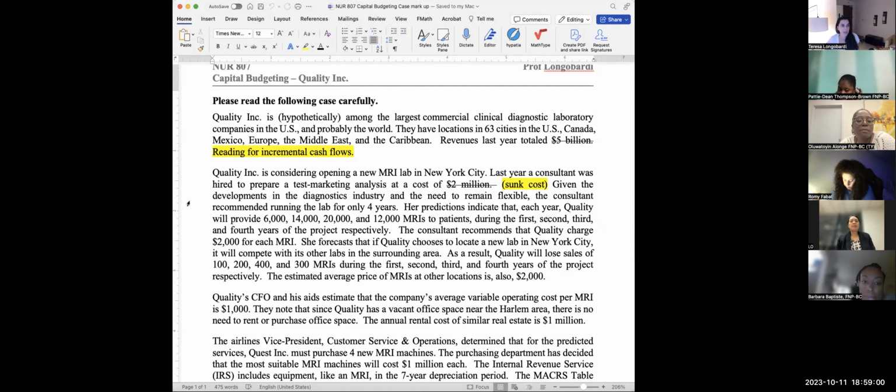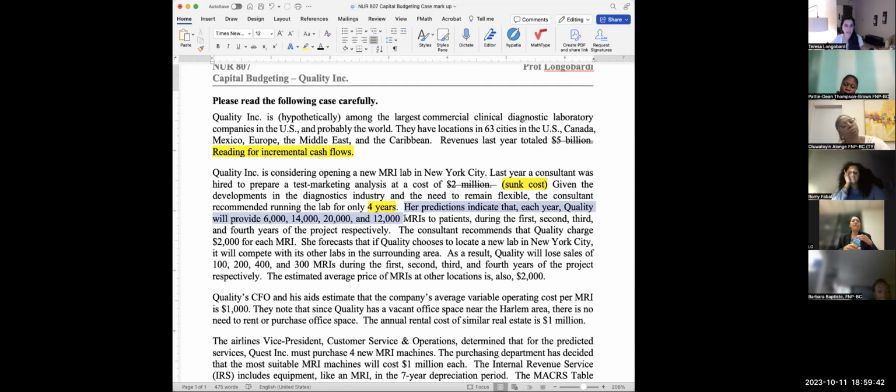Given the developments in the diagnostic industry and the need to remain flexible, the consultant recommended running the lab for only 4 years. So this number is important: the lab will be run for 4 years. We're going to do an analysis of the future cash flows for the upcoming 4 years, because after that we have to reevaluate and decide if we're going to sell the lab or upgrade the lab, and it'll be a completely different lab after 4 years. We want to remain flexible. So it's a four-year project analysis.